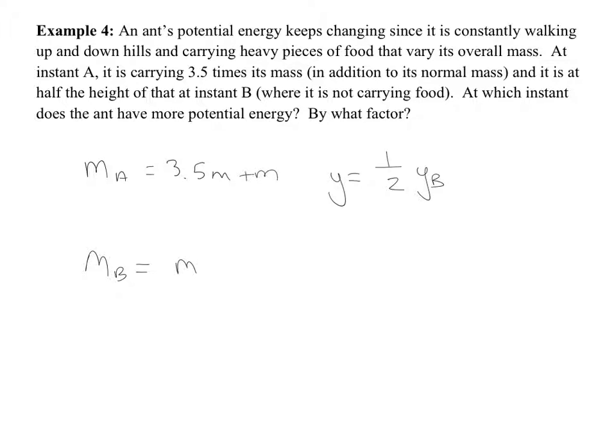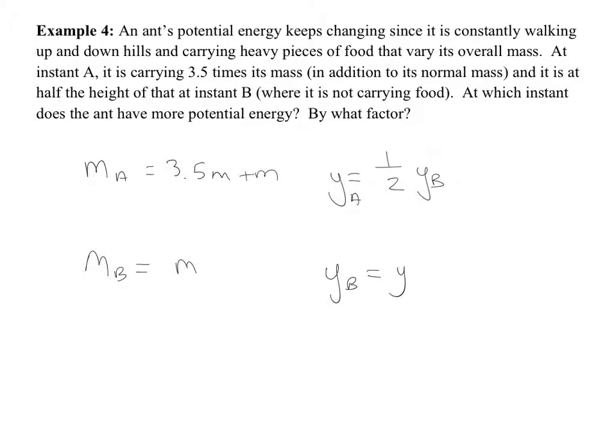So you could give the ant some mass, run through the whole problem with that mass as the given value. So if the mass of the ant was 1, the mass of the food was 3.5. 3.5 plus the mass of the ant, which is 1, would be 4.5. So you could pick a number, is what I'm saying there. Now for the height, you could do the same thing if you wanted to. But you're also told here that at instant A, the height is half of that of B.